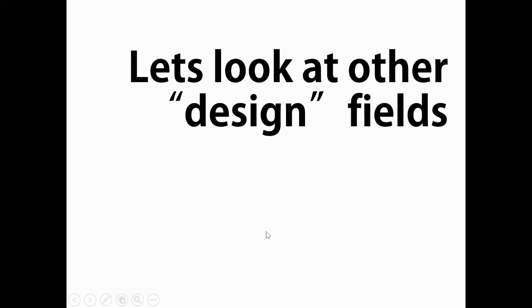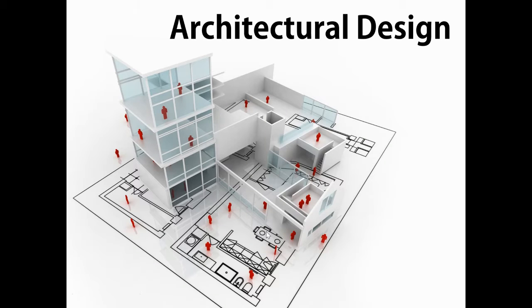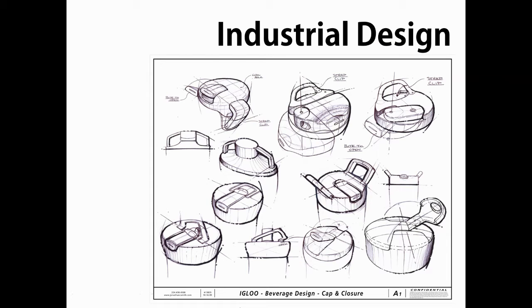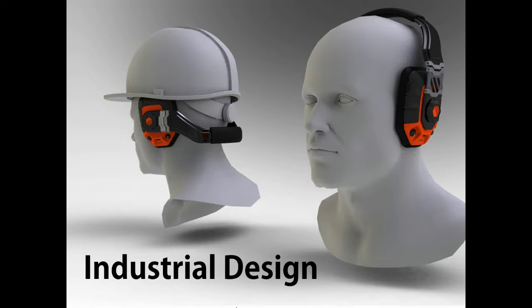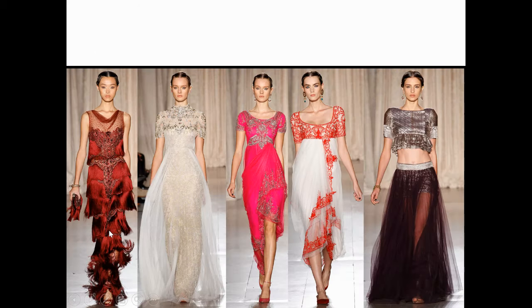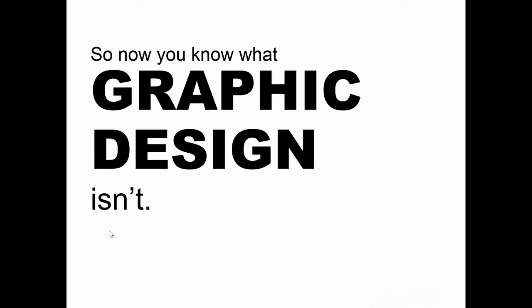All right, so let's look at other design fields. There's architectural design. This is buildings, could be things that you're interacting with as far as the environment is concerned, so bridges. Industrial design is normally like a consumer product, like a cup. It could be like a water bottle. It could be a helmet. Could be earmuffs. Could be noise reduction, safety things. There's fashion design. Fashion design, of course, is clothing, things that you wear.